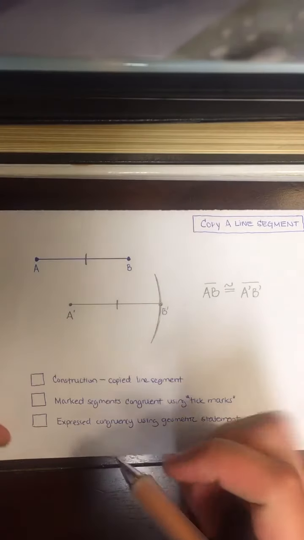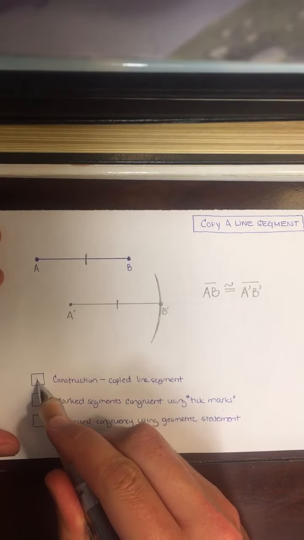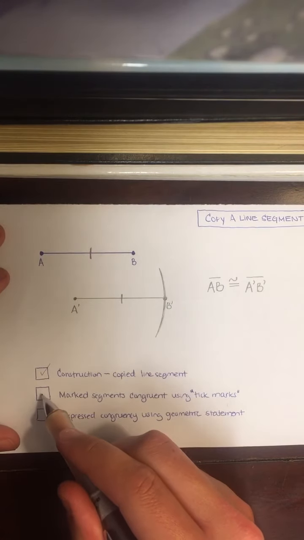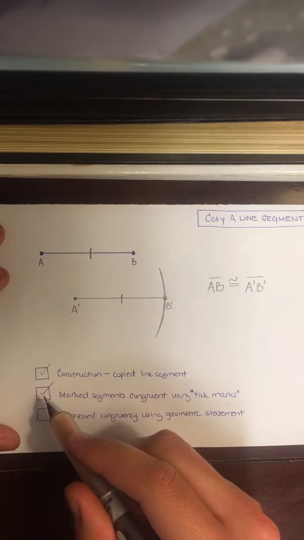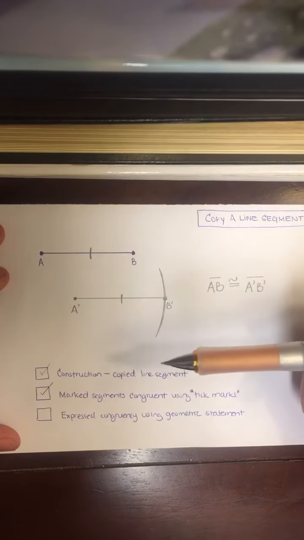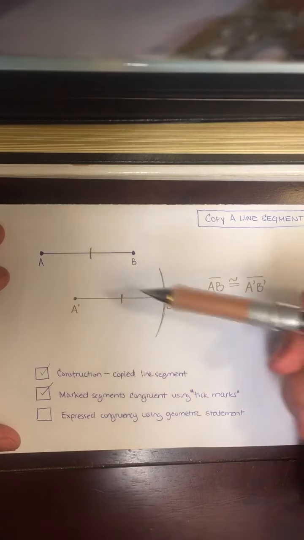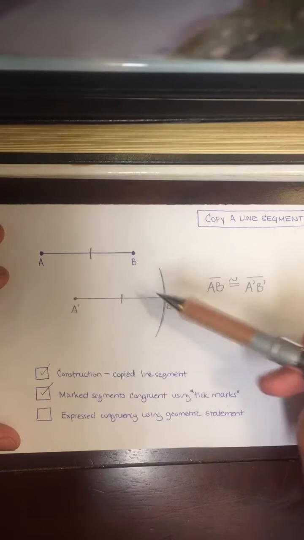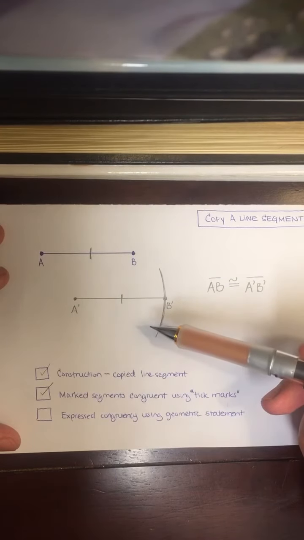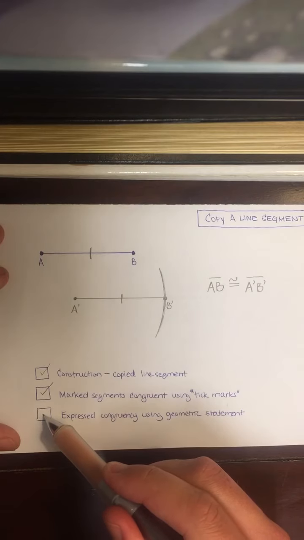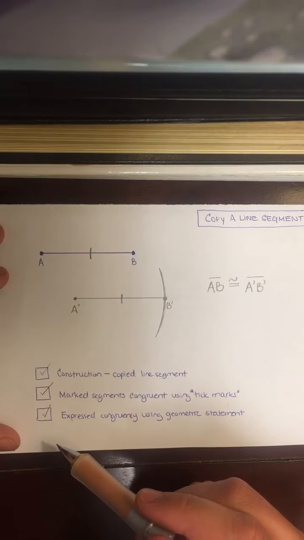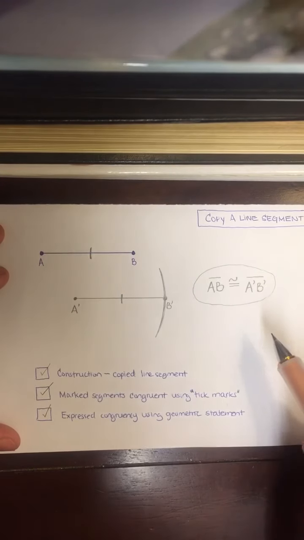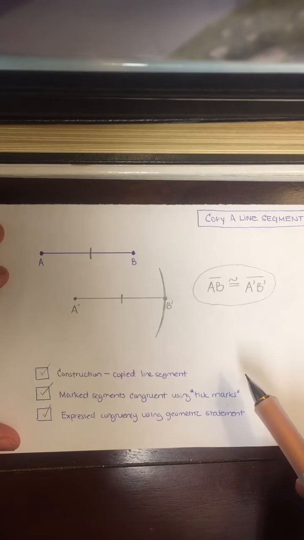So my expectation is that you have completed that construction. I copied my line segment. I've also marked my segments as congruent using tick marks. Notice I did that. I have one tick mark on my line segment AB, and I have one tick mark on my line segment A prime B prime, and that indicates that those two segments are congruent. I've also expressed a congruency statement using geometric notation, and I've indicated that here by saying line segment AB is congruent to line segment A prime B prime.